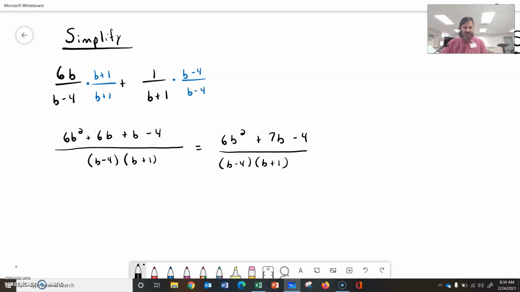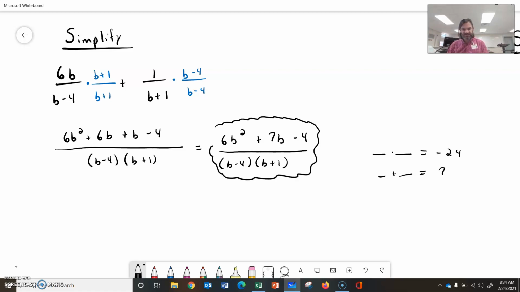So just let me see real quick if anything factors here. Two things that I'm trying to factor at the top. Two things that multiply together give me negative 24 and add up to be 7. So I need two things that would be 7 apart. 2 and 12, 3 and 8. No, this thing does not factor. So it looks like we're going to leave it like this: 6b squared plus 7b minus 4 over b minus 4 times b plus 1.